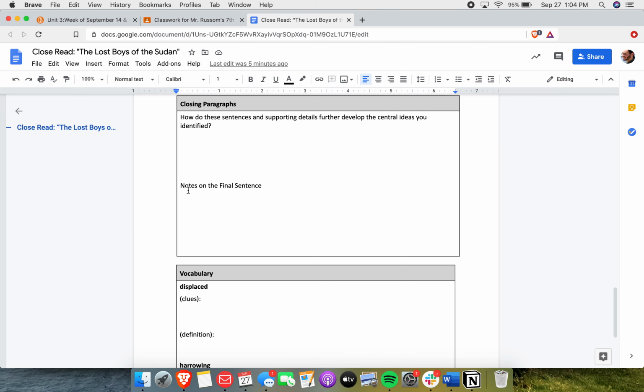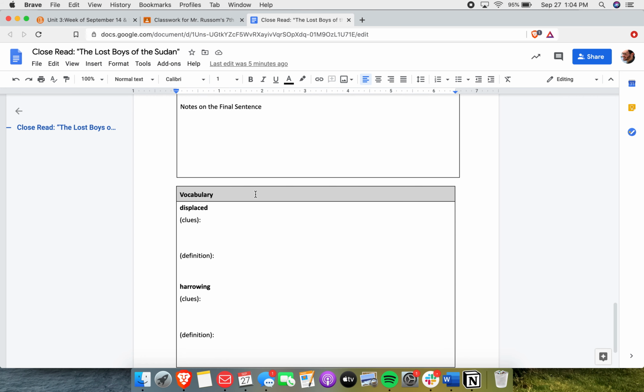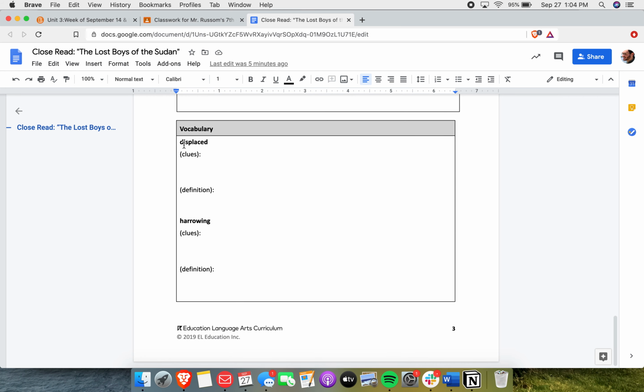And then finally, notes on the final sentence. So we know from reading the text that in the final sentence, they interview Simone, who is one of the Lost Boys. Tell me why that matters in the context of this piece. Why does it matter that after reading an informational piece for this whole time that we actually heard from a lost boy?